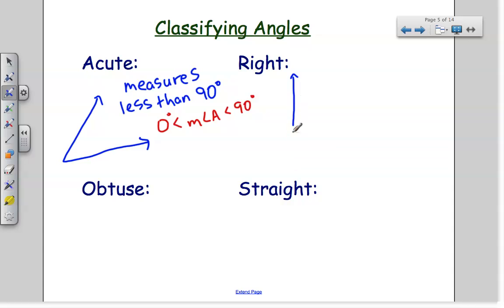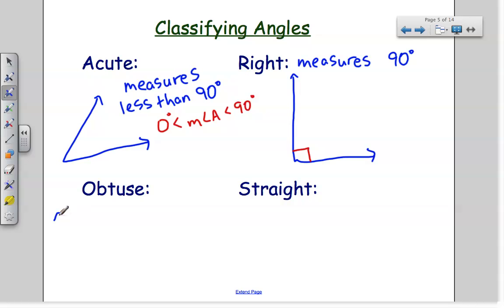What is the definition of a right angle? Well, I'll draw an example of a right angle. Oh, by the way, an important thing about right angles. To show that this is for sure a right angle, you put a square in the corner like that, or a little box in the corner. So now this is definitely a right angle because I put this symbol. So a right angle measures exactly 90 degrees.